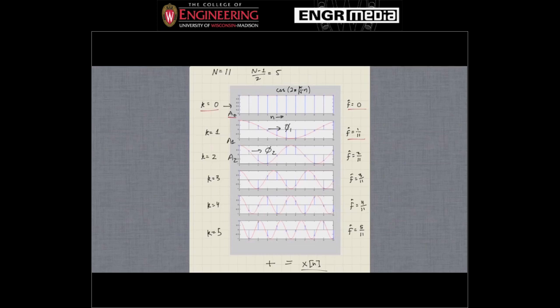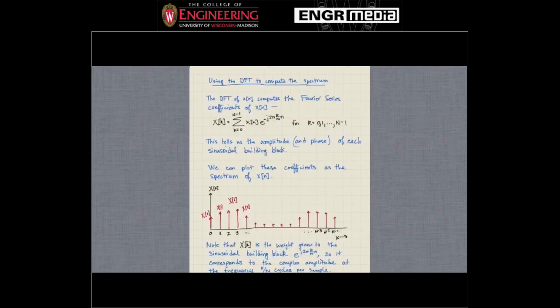At the end of the day, we give each one of these basic sinusoidal building blocks some amplitude and some phase shift, and we add them all up, which gives us back our original signal x of n. That's one way to interpret the DFT. What's important here is this amplitude, for example A2, which tells us how much energy is at a digital frequency of 2 over 11. So we can interpret this as the spectrum of the signal x of n.